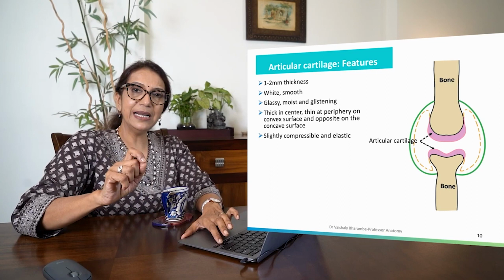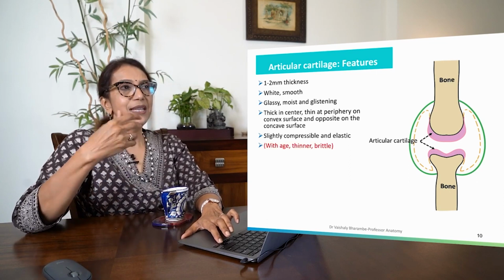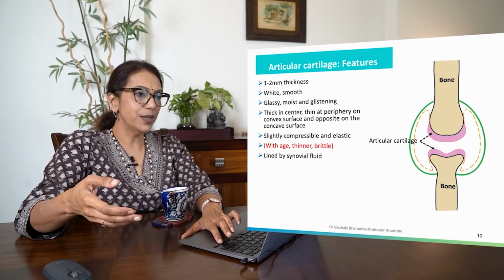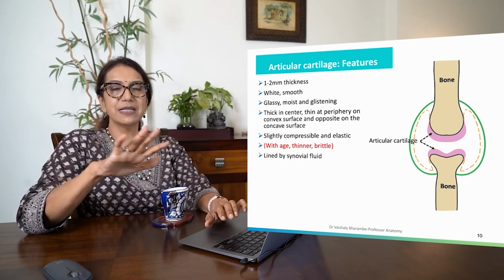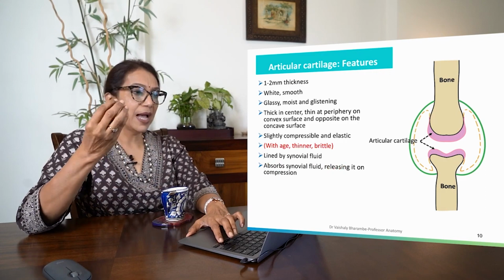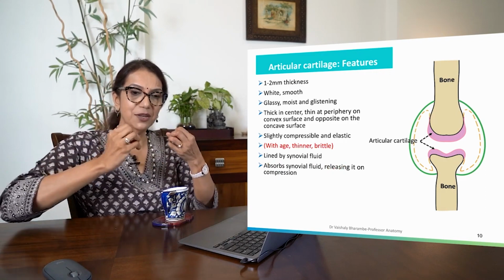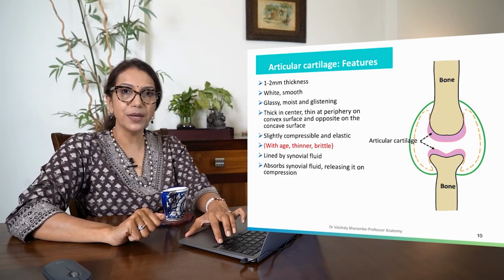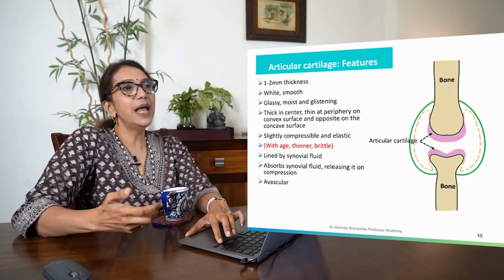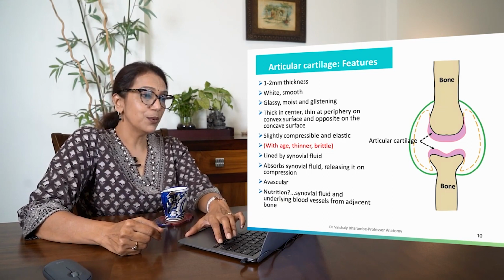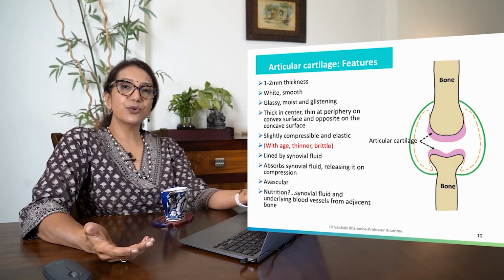It is slightly compressible. With age, it's going to change. It's going to get brittle, yellowish. The whole surface is lined by synovial fluid and it absorbs a bit of that. When it is compressed, it releases that synovial fluid. Like all cartilages, your articular cartilage is avascular. So where does it get its nutrition from?